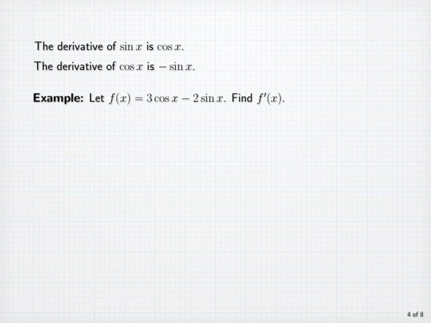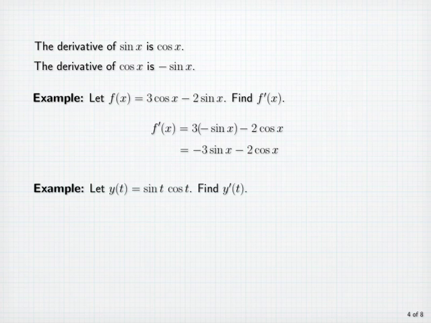Example: let f of x equal 3 times cosine x minus 2 times sine x. Find f prime of x. f prime of x will equal 3 times the derivative of cosine x, which is minus sine x, minus 2 times the derivative of sine x, which is cosine x. And so f prime of x is minus 3 sine x minus 2 cosine x.